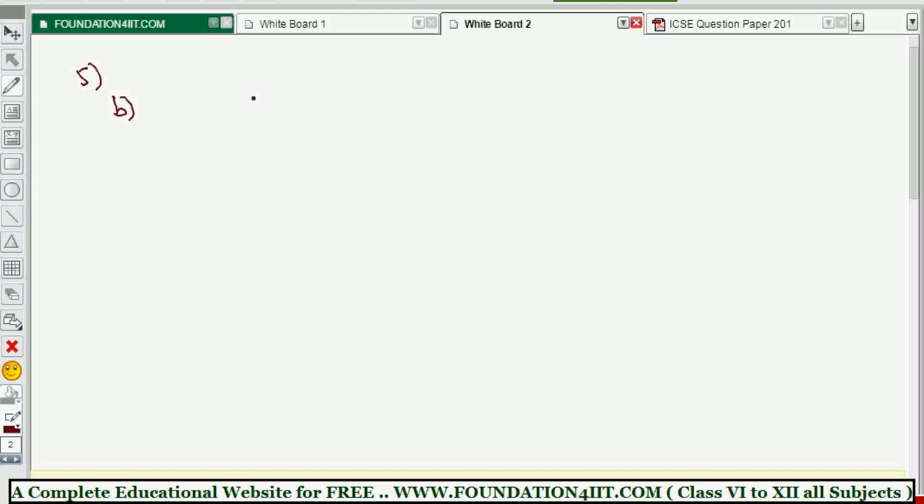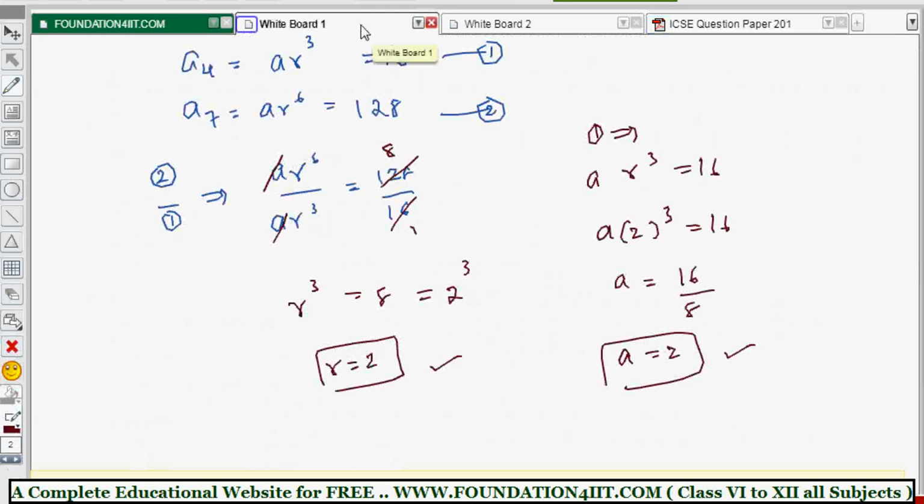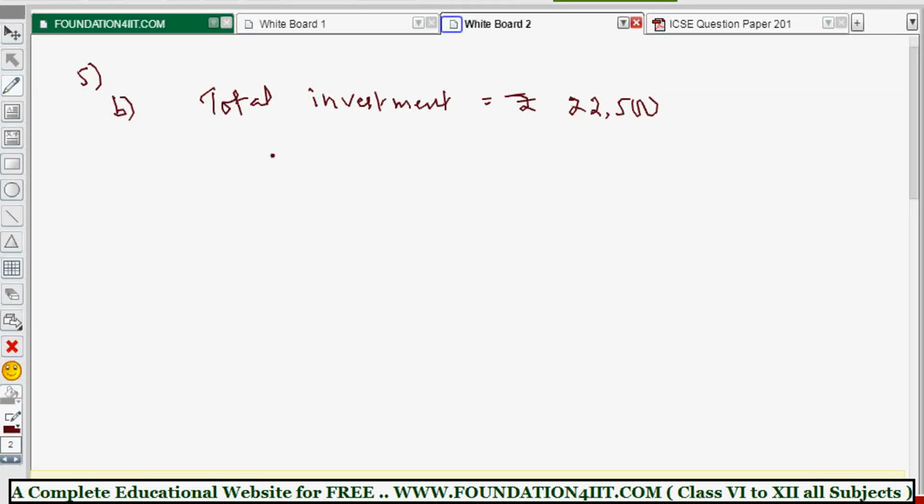See, the total investment is given. Total investment, that is given rupees 22,500. Okay, and rupees 50 shares. So this nominal value. Rupees 50 shares, 50 is the nominal value. Nominal value of one share is 50. Okay, one share nominal value only 50.